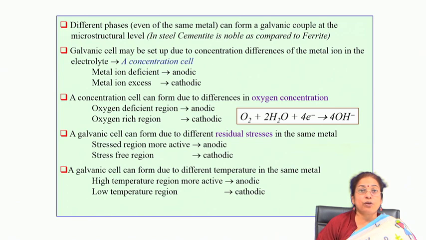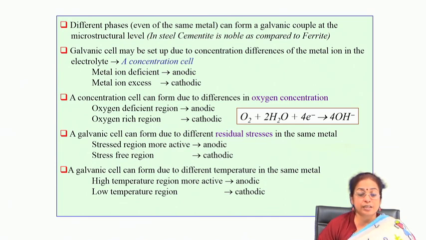It may also be formed because of the concentration difference of metal ion in an electrolyte. You call it a concentration cell, where the metal ion deficit part acts as anode and the metal ion excess part acts as cathode. You can also form a microgalvanic cell when there is an oxygen deficit regime or oxygen enriched regime. For example, in crevice corrosion, the differential aeration cell formation is there because of oxygen concentration difference, which is nothing but a kind of galvanic attack.